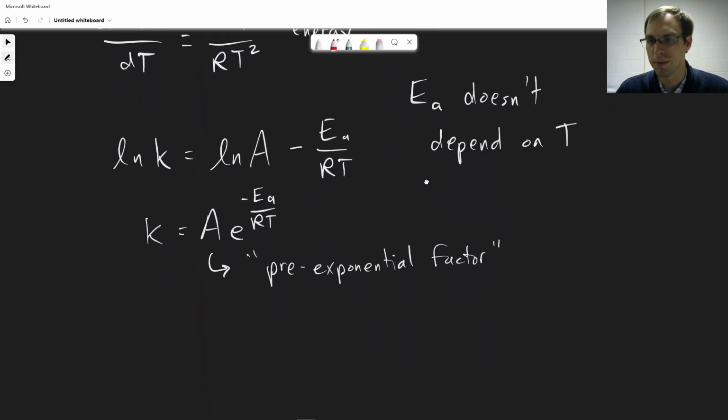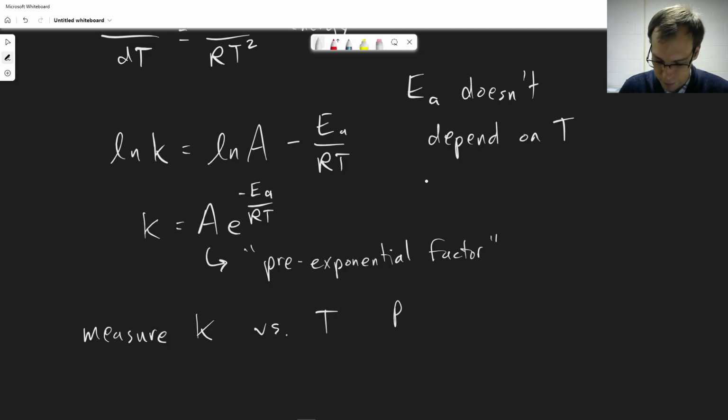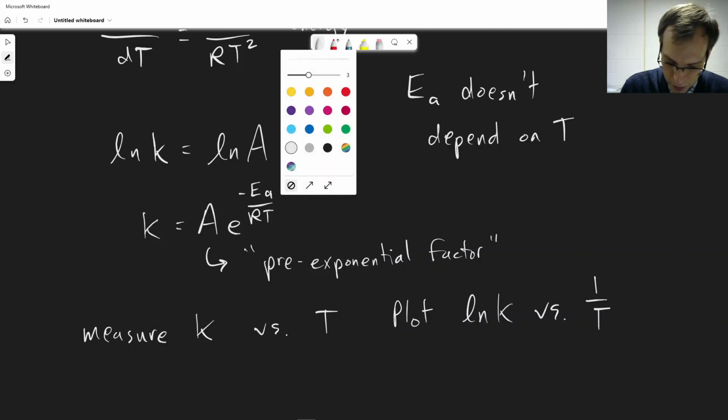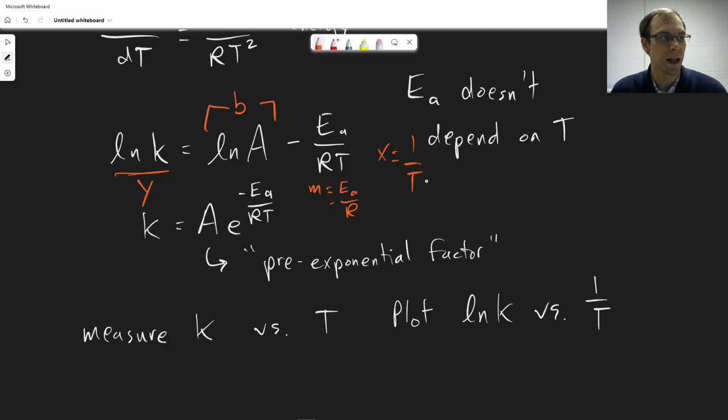If we want to understand the temperature dependence of a rate constant, we need to measure rates. This is something that you have done or will do in lab: measure the rate constant as a function of temperature, how the rate changes with temperature. Then we can plot the natural log of k versus 1 over T. If we go back up to this equation, we can see that this has the form of a line. Y is our natural log of k, our slope m is equal to negative EA over R, and our x is 1 over T. And the intercept is the natural log of the pre-exponential factor.